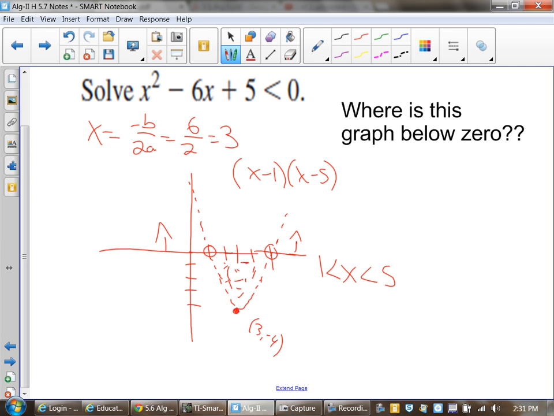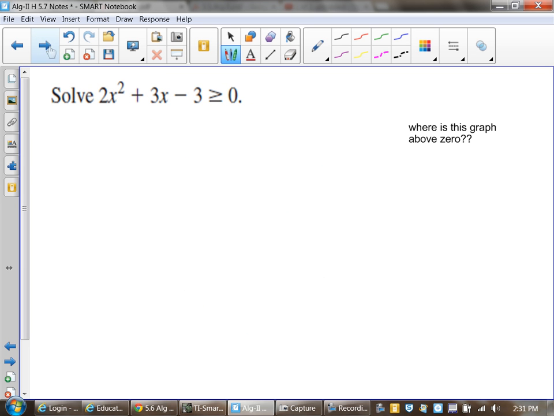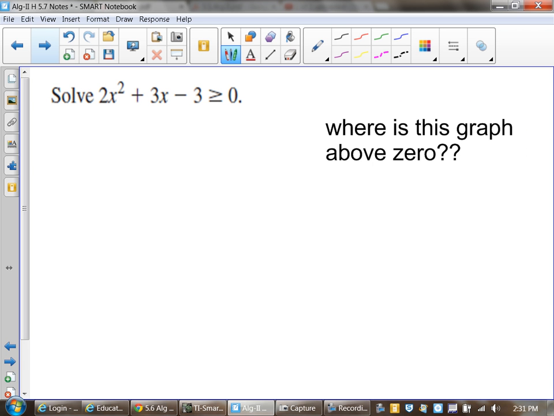Now, not all of these things are going to be nice and easily factorable. What happens if they're not? What are you going to do? Use your calculator. For example, I look at this one. I have 2x squared plus 3x minus 3, and it's asking greater than or equal to 0. And that just means, where is this graph above 0? In order to start the problem, I'm going to go right to my calculator.